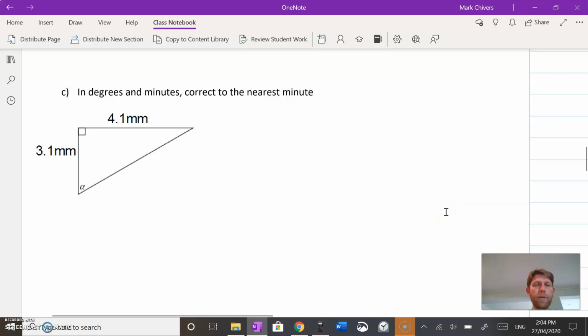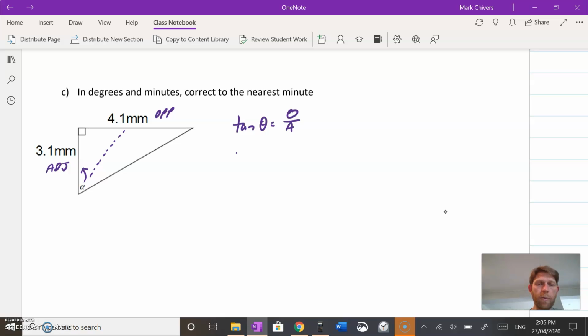Okay, now our next example in degrees and minutes, correct to the nearest minute. So there's our reference angle here. We've got a side that's next door, so that must be the adjacent side, and we've got a side that's opposite that angle. The opposite side does not touch the angle. So in that case, the opposite over the adjacent, what trig ratio is that going to be? It's going to be tan or tangent. So tan theta equals the opposite over the adjacent.